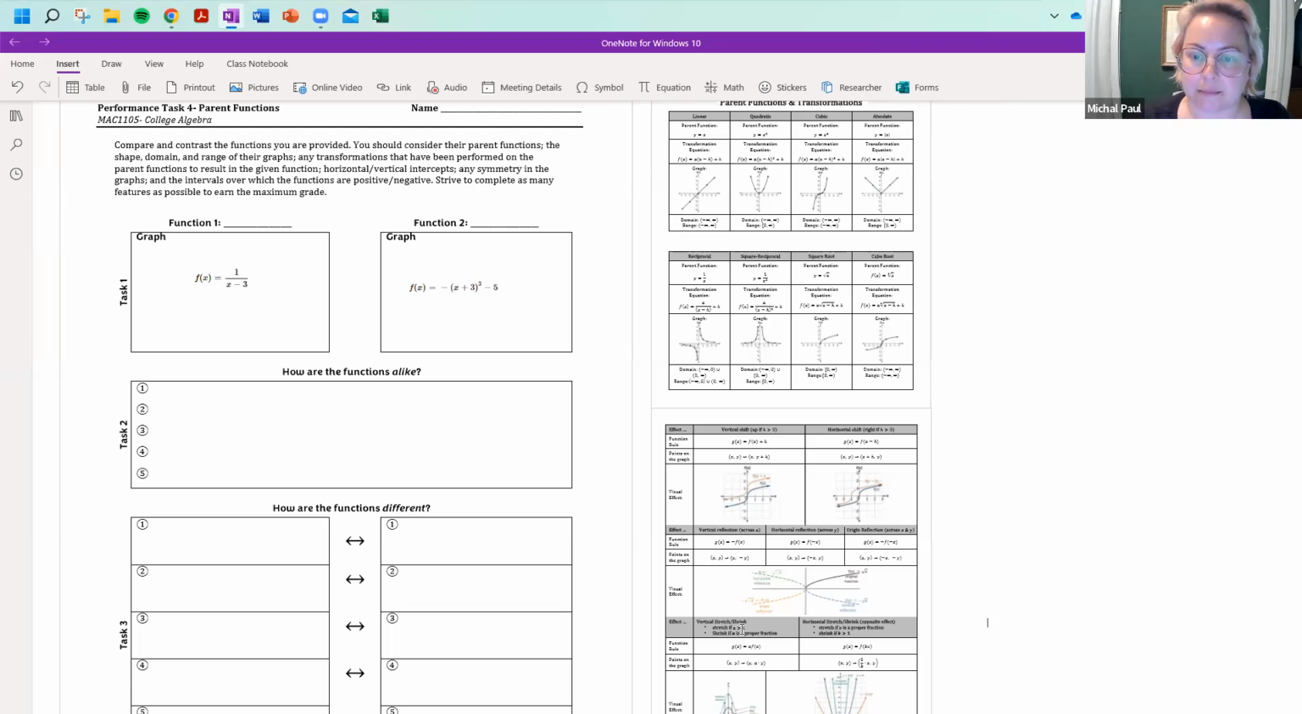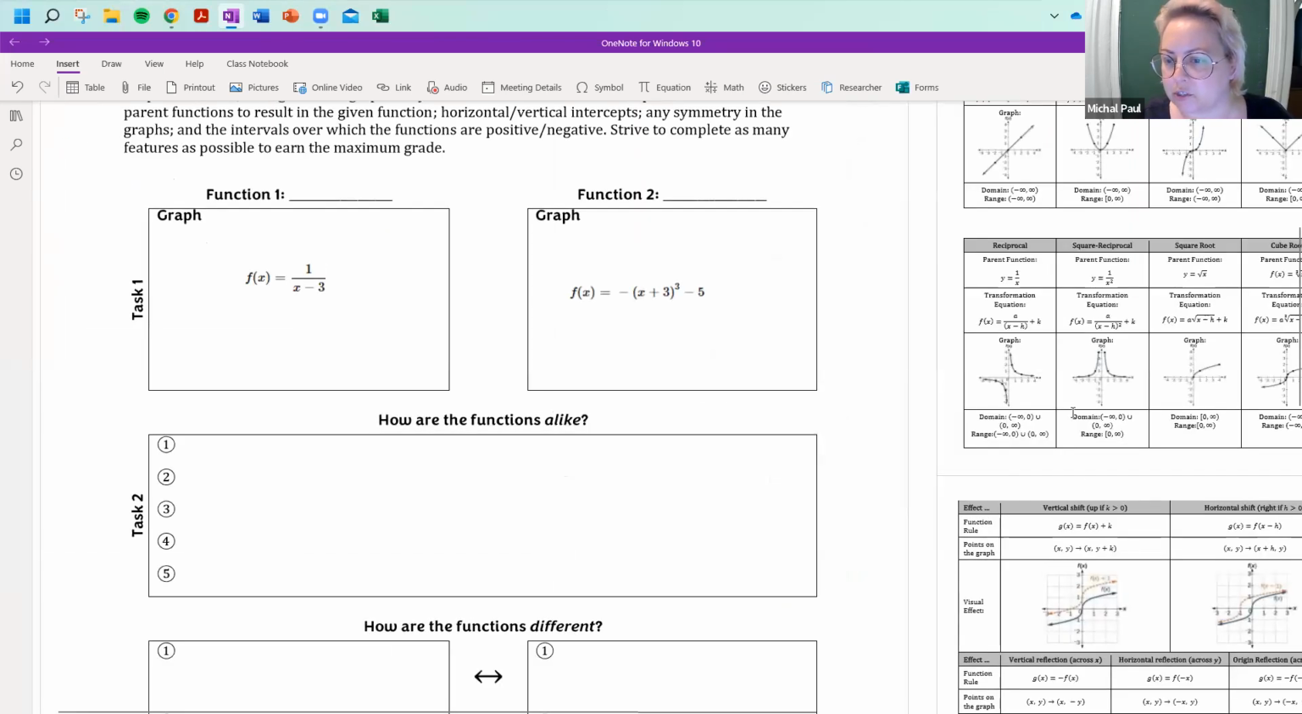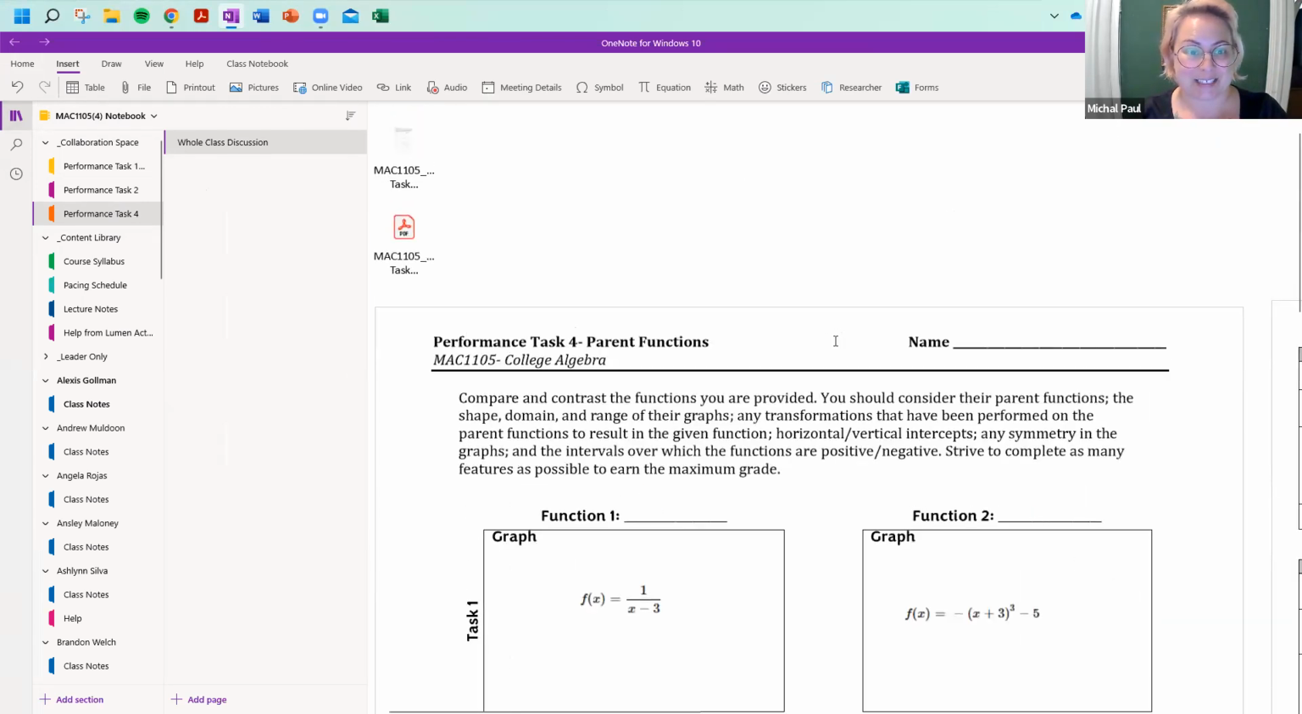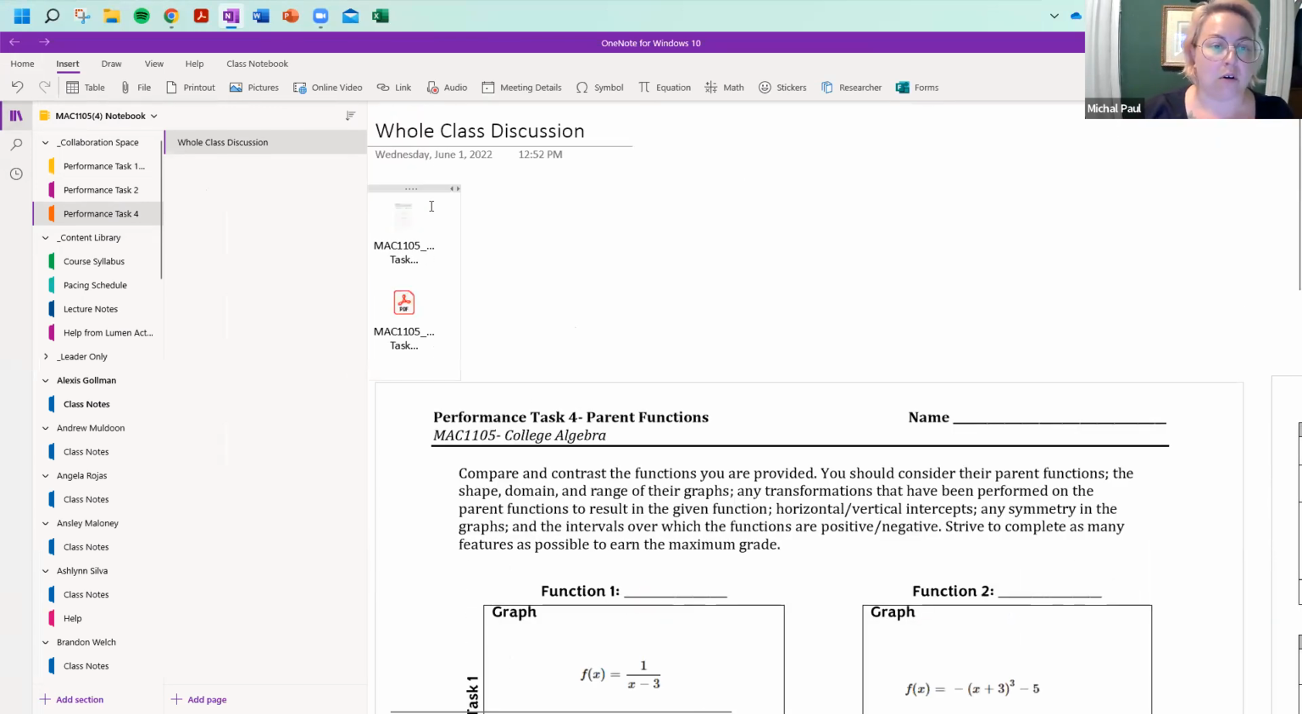And so I want you guys to take a minute and read over this. I've put the parent functions and transformations reference sheets next to it. Of course, if you're looking on your own, you can zoom in and actually read these items. All right, this is on OneNote, sorry. This is under our collaboration space under performance task 4, and it just has whole class discussion. That's where I'm looking right now. That's where we're going to be adding stuff. So performance task 4, whole class discussion.